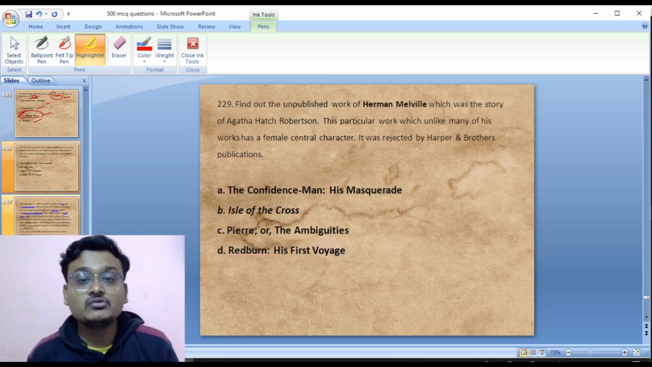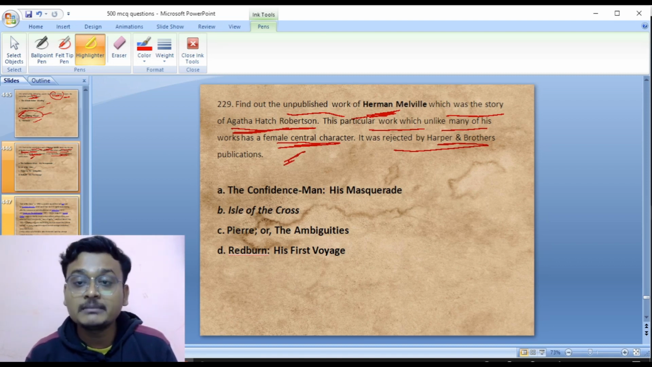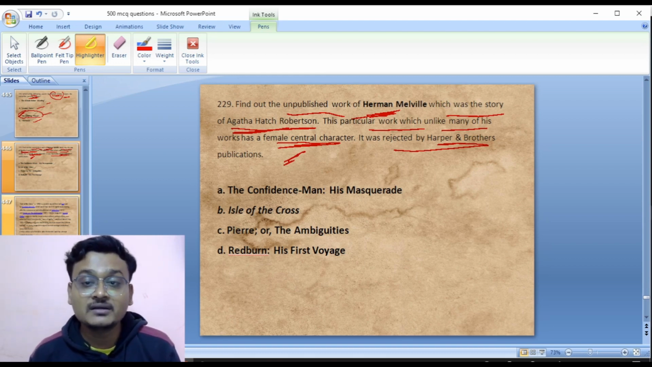Move to question number 229. Find out the unpublished work of Herman Melville, which was the story of Agatha Hatch Robertson. This particular work, which unlike many of his works, has a female central character, was rejected by Harper and Brothers publications. Okay, so Herman Melville, who has written Moby Dick, what is the name of the unpublished work that was rejected by the publisher, that is Harper and Brothers.